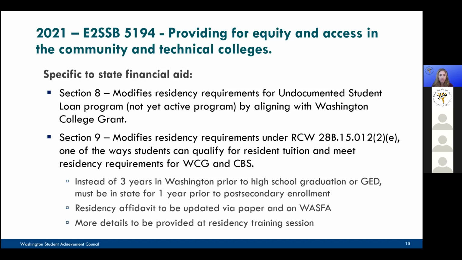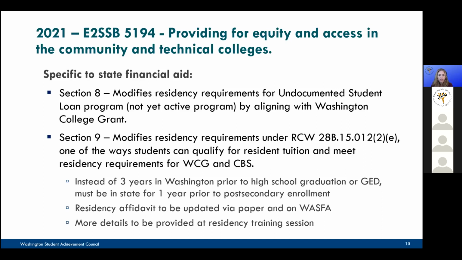But what the modification does here is bring it more in alignment with how U.S. citizens meet residency status for the purposes of in-state tuition and state financial aid. So instead of the 3 years in Washington prior to high school graduation or GED, they must be in the state for 1 year prior to post-secondary enrollment. So really important to keep in mind 2 changes happening here: 3 years to 1 year, and the language around high school graduation is eliminated.